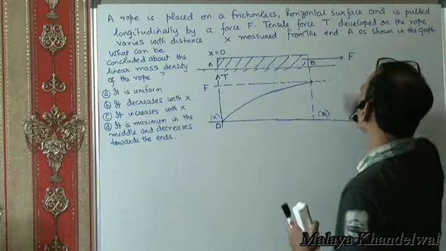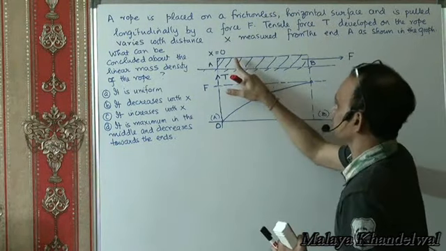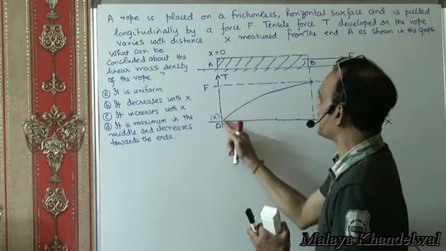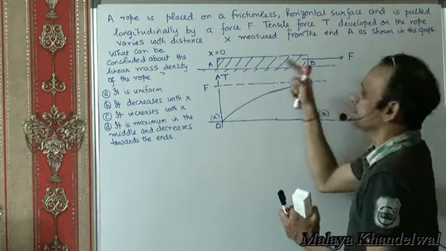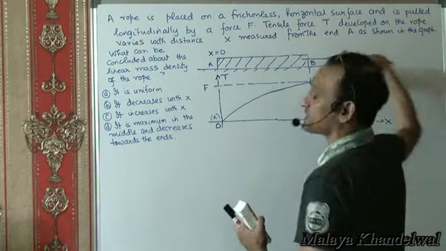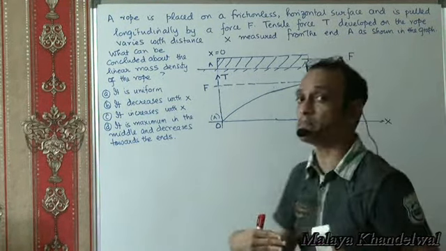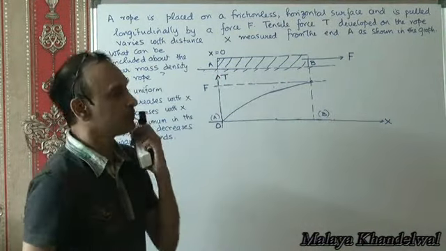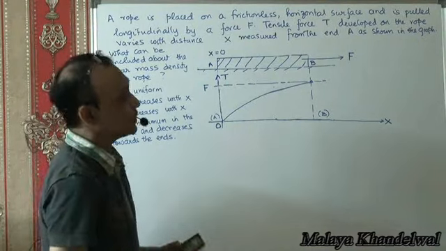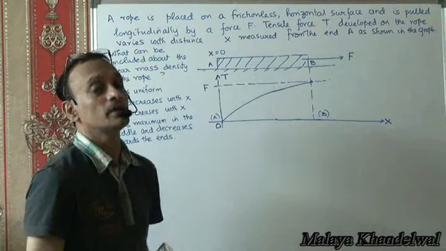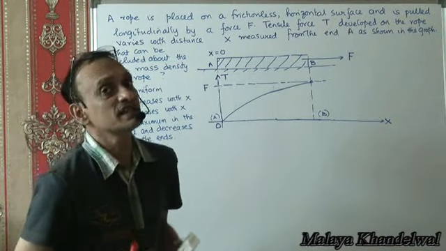Now it is found that when this is done, the tension or the tensile force is measured starting from x equal to 0, which is the end A, to the end B. This is the graph of the tension that builds up in the rope as a function of its distance from A. Now we want to make a conclusion about the linear mass density of the rope.